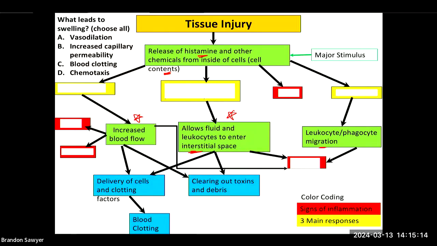This one is related to migration of cells. So that can kind of give you an idea of what we're looking for. The 3 main responses are here, and then in red are the signs of inflammation. Talk through that, see how much of it you feel like you can fill in with those blanks. Then let's answer this question, which is just like the last one, but instead of pain, it's swelling. Okay, so go ahead. Talk through that with the people on your team.